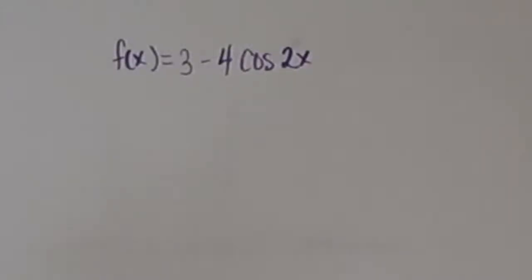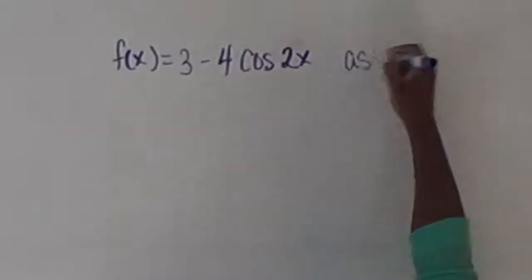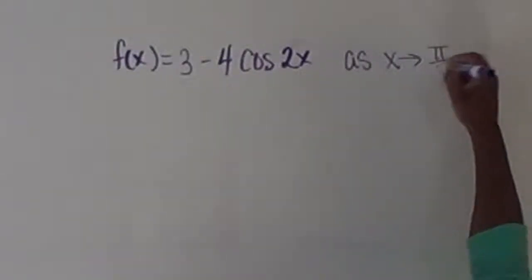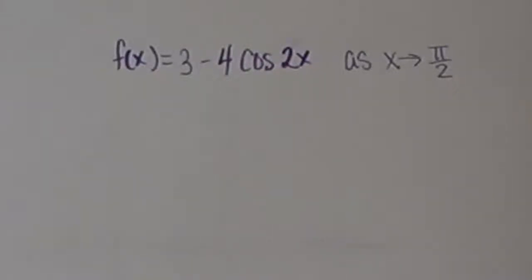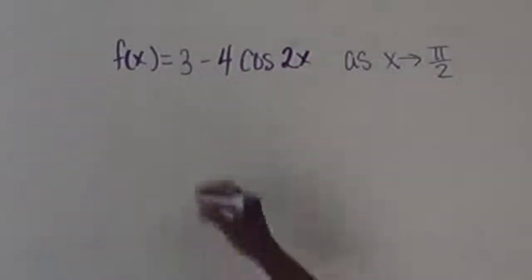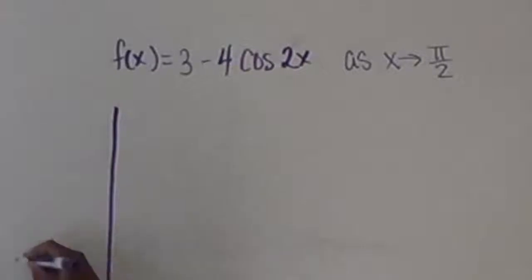Let's look at this trig function. f of x equals 3 minus 4 cosine of 2x, and let's say we want to find the limit as x goes to pi over 2. Again, we're going to start by graphing this function.